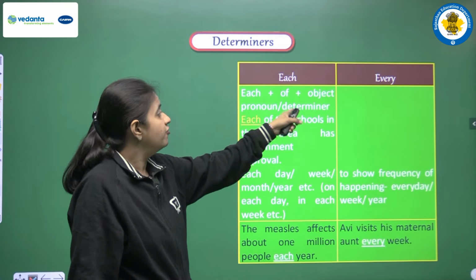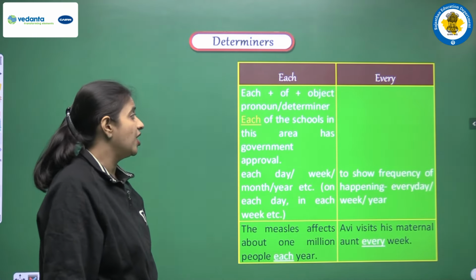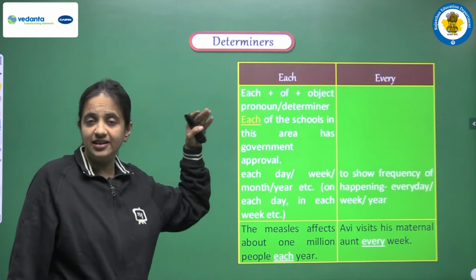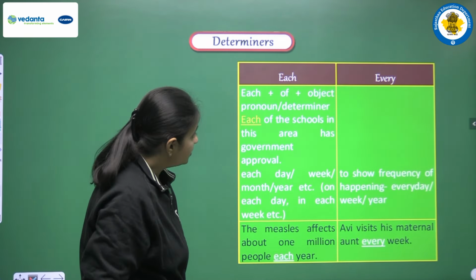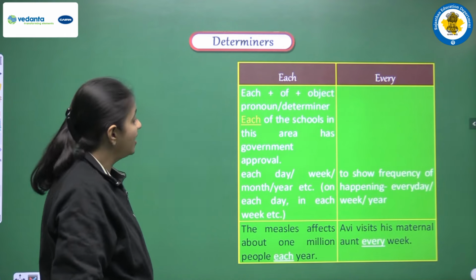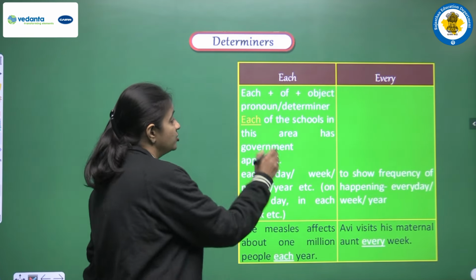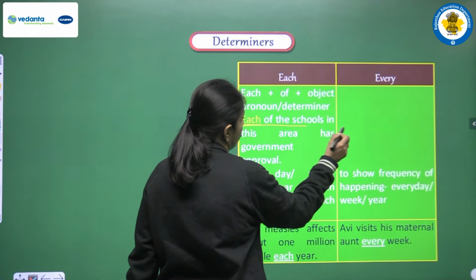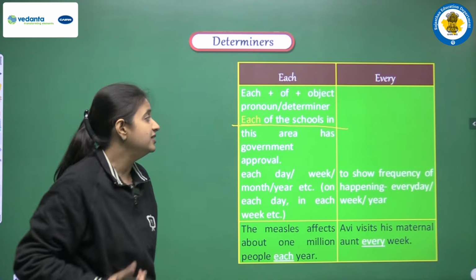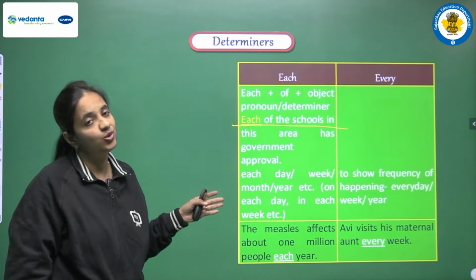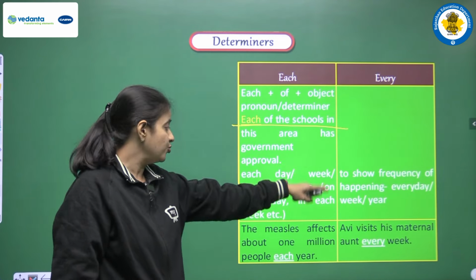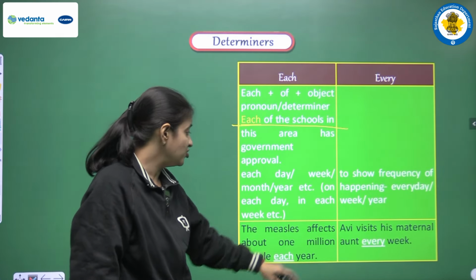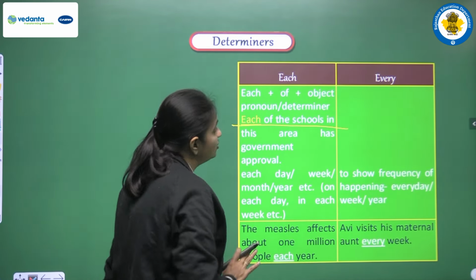Next, let's read about each. Each plus of plus object, pronoun or determiner. So this is another structure that we are having here. Let's see the example. Each of the schools in this area has a government approval. So this is the pattern, each plus of plus pronoun, or we can say determiner. So in this way we can use each, and it is also used to show each day, each week, each month, each year, etc. Right? So in this manner we can use each.